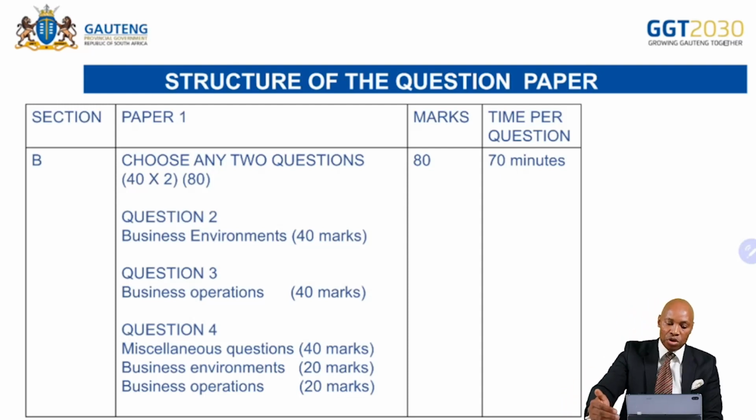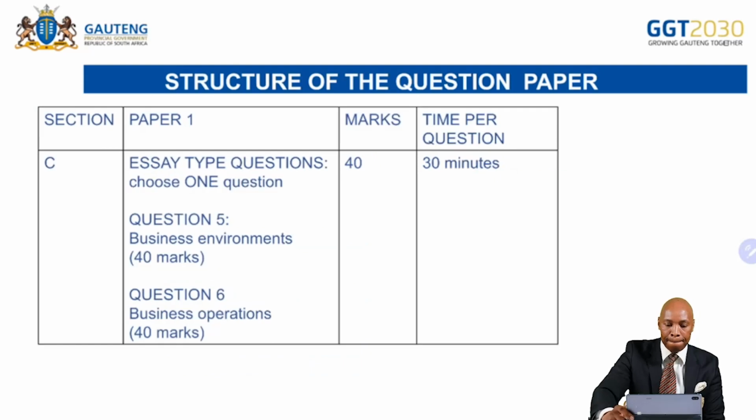Then you have your question 4, which is a miscellaneous question. In question 4, you have a 20 marks question coming from business environment, and then you have another 20 marks question coming from business operations.